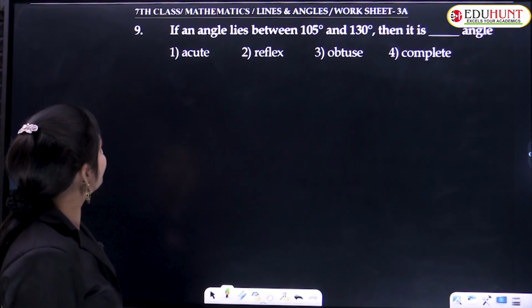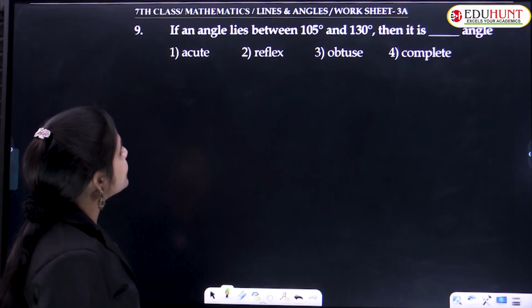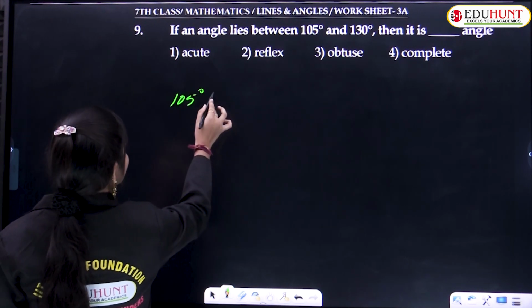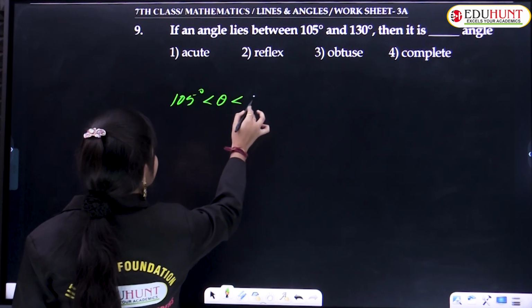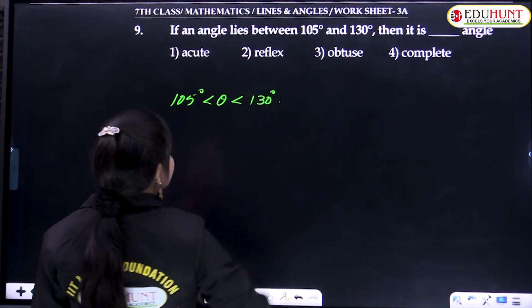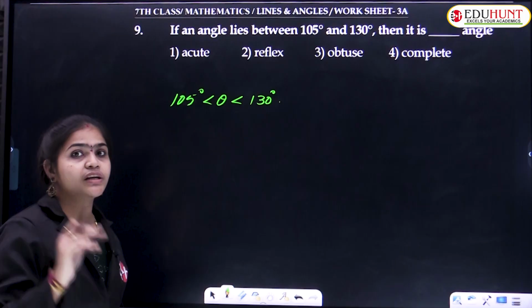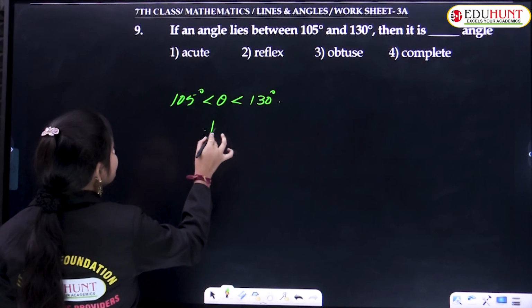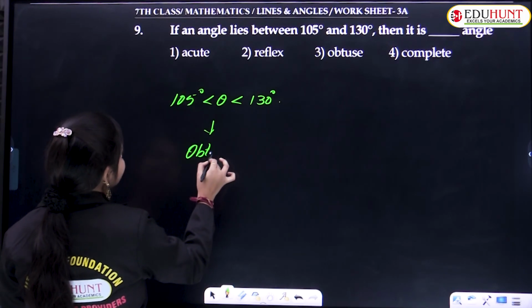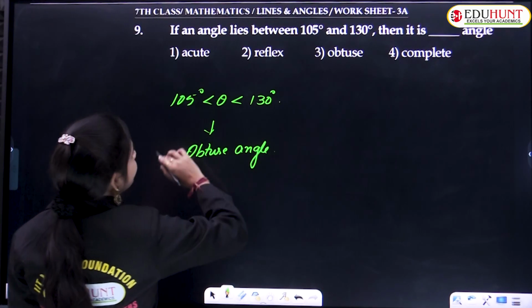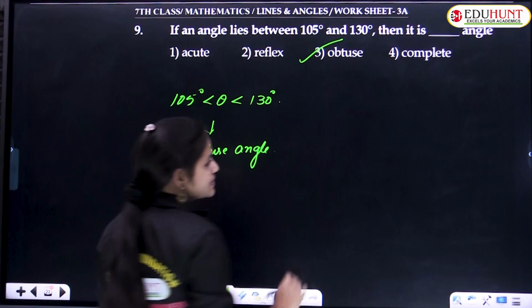Next, the 9th question. If an angle lies between 105 degrees is less than theta is less than 130 degrees, the angle is greater than 90 and less than 180. What do we call that? That is an obtuse angle. Obtuse angle. Okay, where do we have it here?